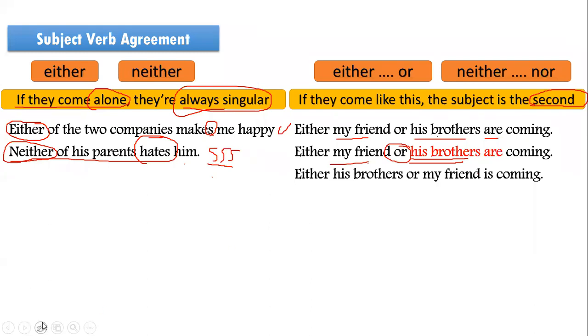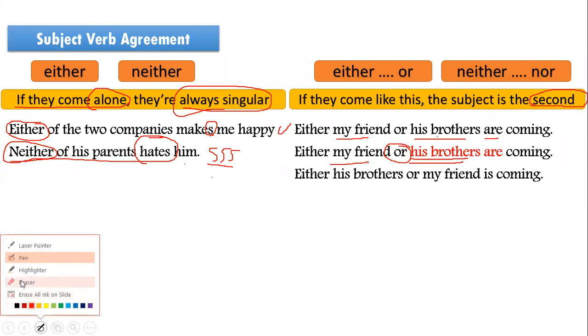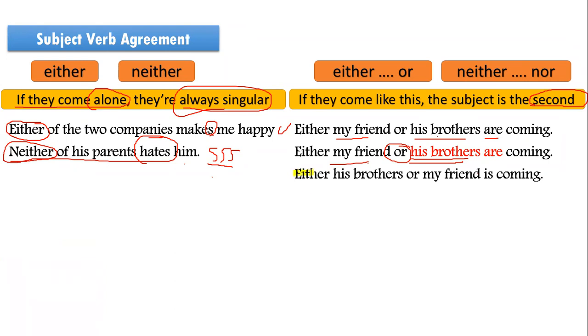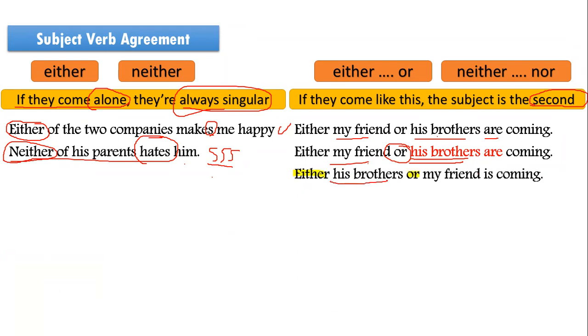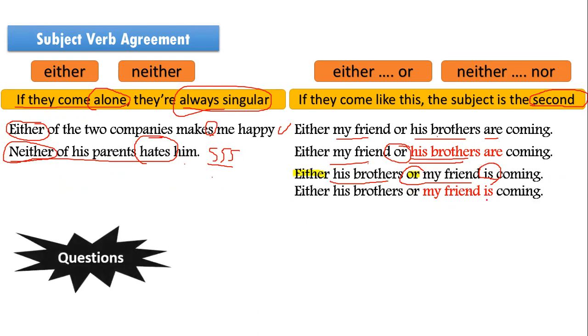Again, I have here, let me highlight this, either or. And I said, when I have either or, my subject is not this. My subject is what comes after or. My friend is a singular subject, so my friend is coming. Okay? How about this? Either his brothers or my friend is coming. I said that before.